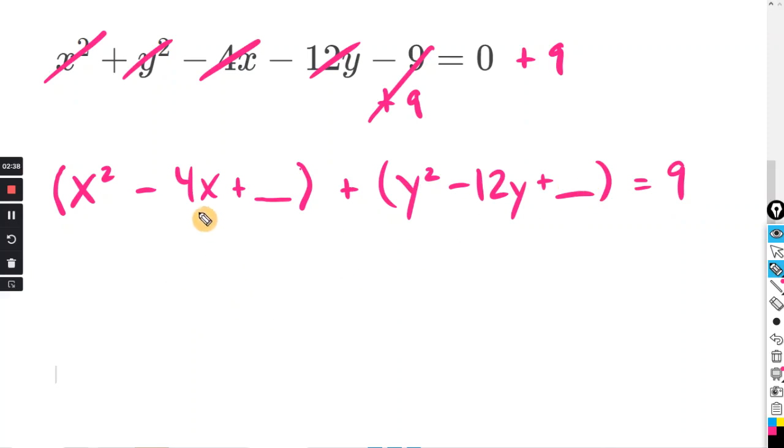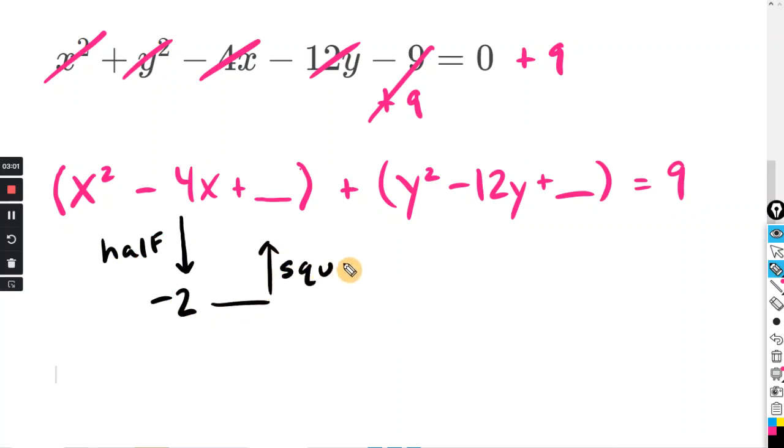So what you want to do, you look at the term with x and y. We'll do them one at a time. You look at the coefficient. You can see that's -4. The first step is to take half of -4. That's going to be -2. And then the next step is to square it. -2 times -2 is +4.